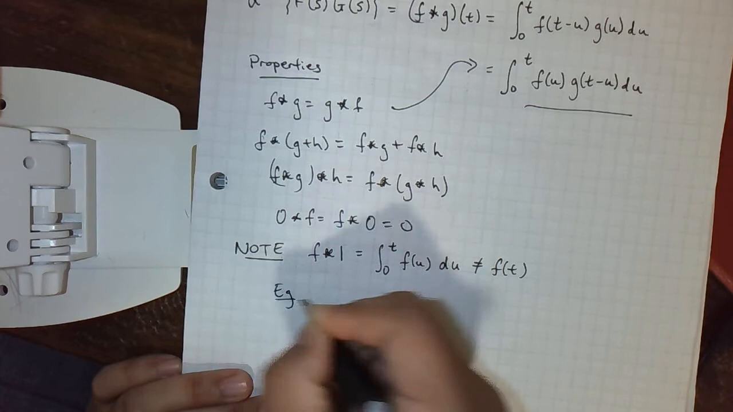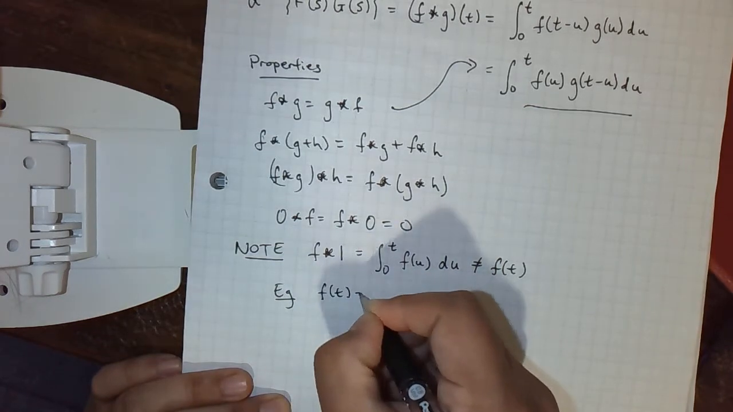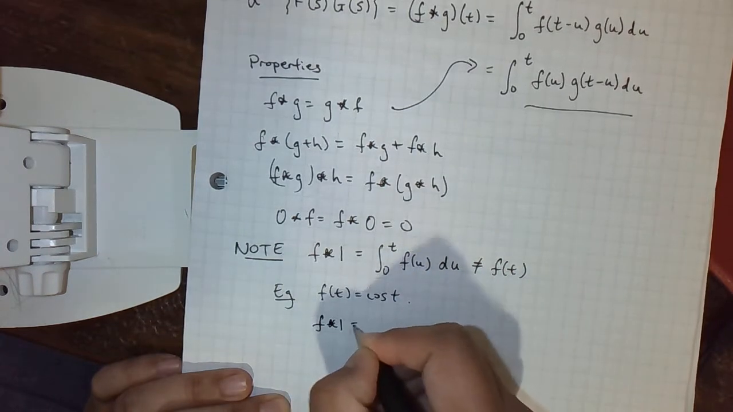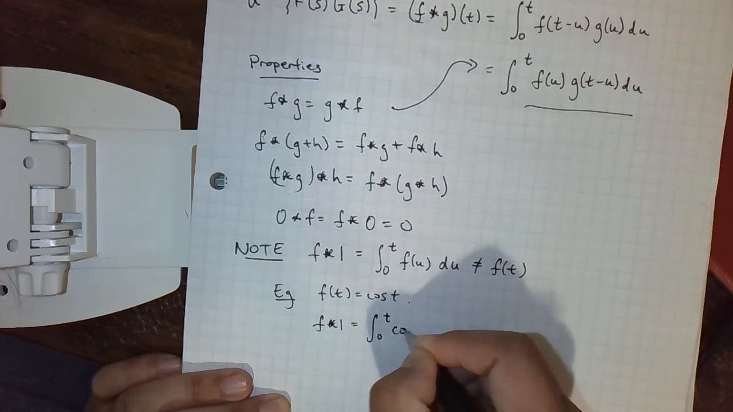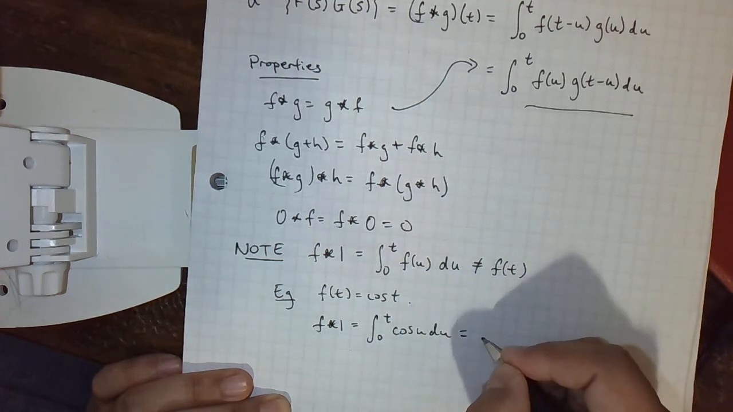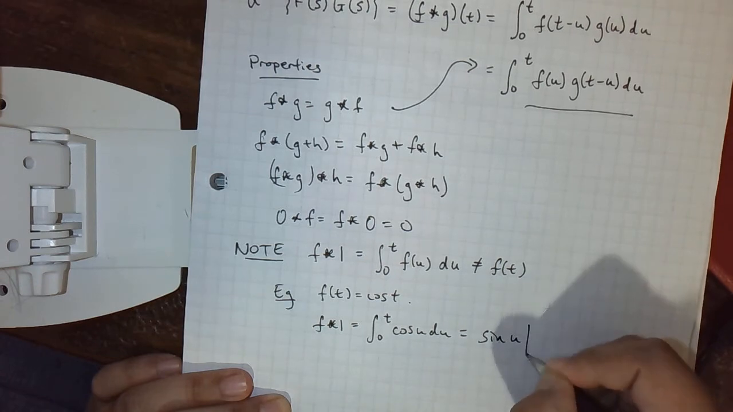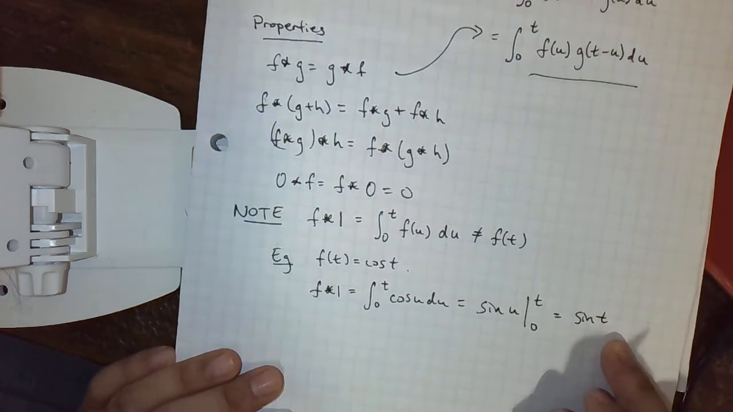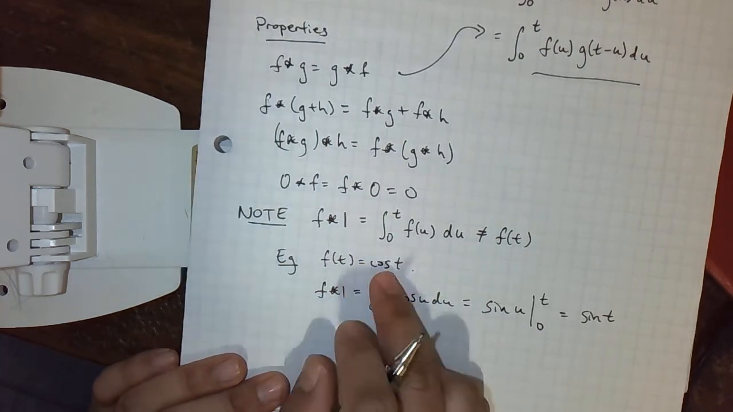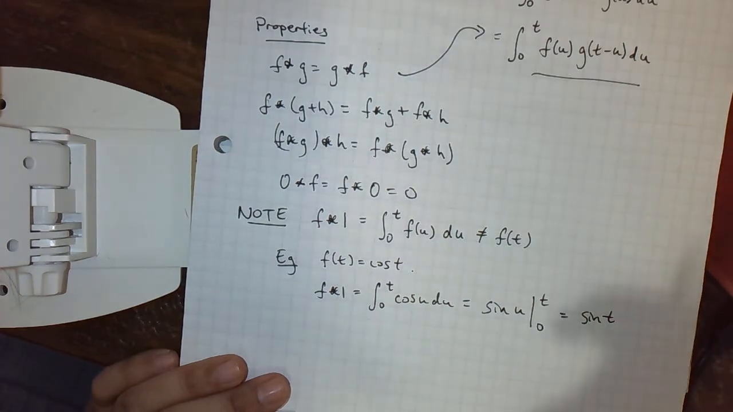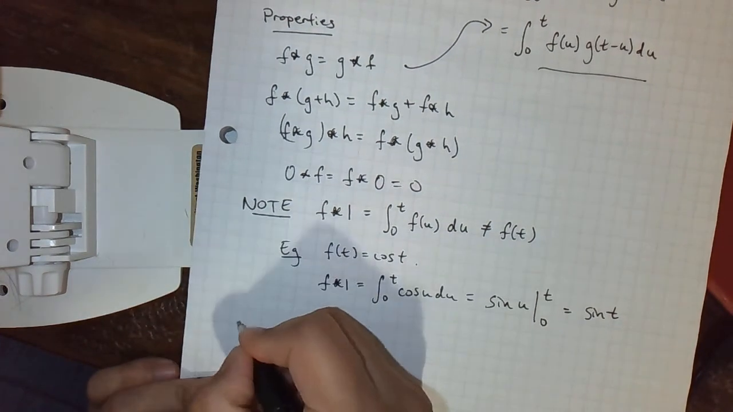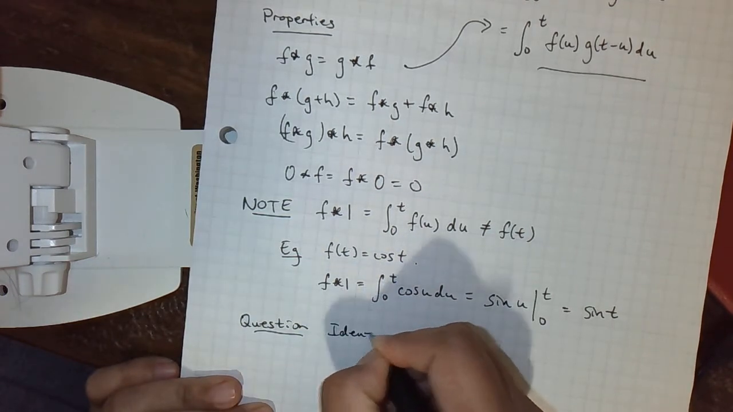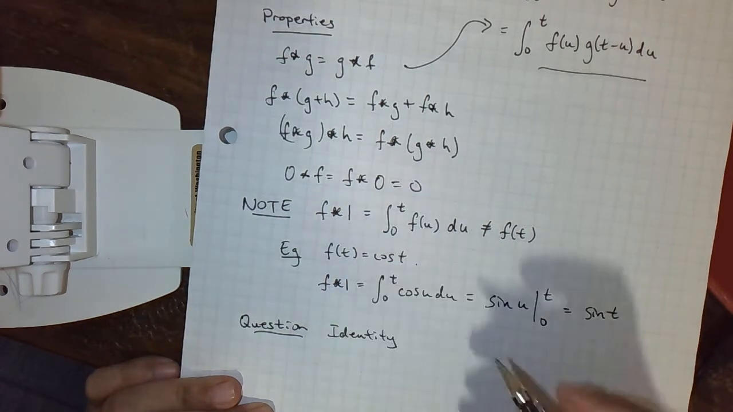For example, let's just do if f of t is cosine t. Then f convolved with 1 is going to be the integral from 0 to t of cosine u du. Integral of cosine is sine, evaluated from 0 to t, so this is sine t minus sine 0, which is 0. So f convolved with 1 here is sine t, which is certainly not cosine t. So this leads us to this question. Is there an identity, a multiplicative identity for convolution? Meaning, is there a thing I can put here instead of 1?